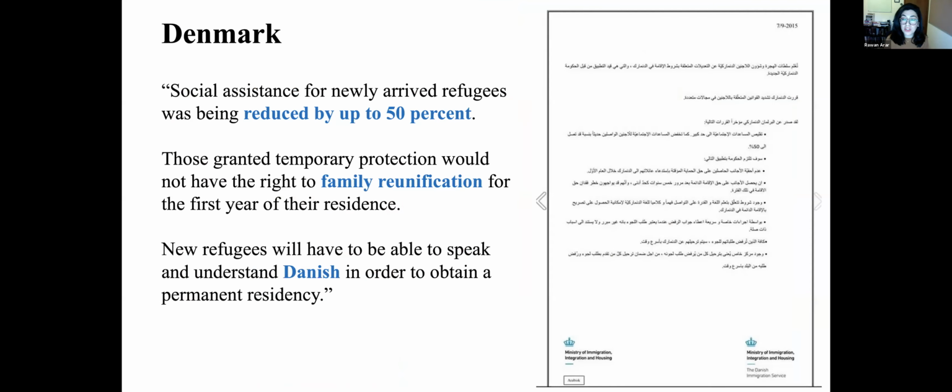Here's another image that shows an effort from Denmark to actually discourage potential asylum seekers from coming to Denmark. It is an ad that was placed in a Lebanese newspaper in Arabic that essentially said, don't come to Denmark if you keep in mind that we are actually reducing social assistance, right? So again, a lot of efforts that states are taking to control the movement of potential asylum seekers or refugees.